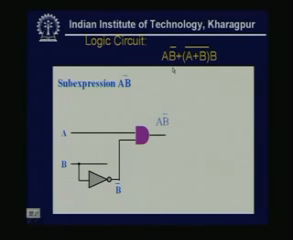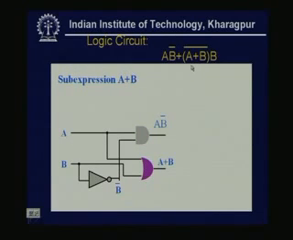Now, I want A B bar, means A dot B bar. So, I have A line, I have B bar line. So, I will put one 2 input, one output AND gate, whose output is that A B bar. So, this is the circuit for the sub expression A B bar.